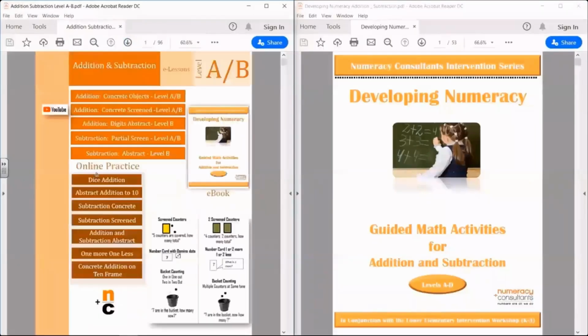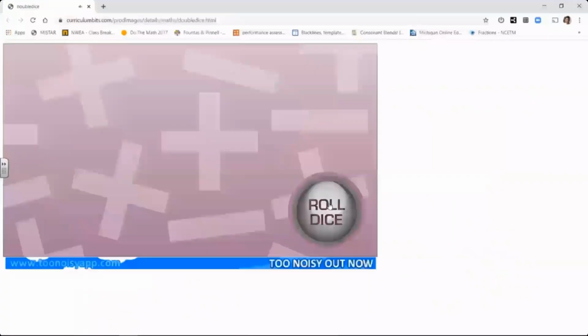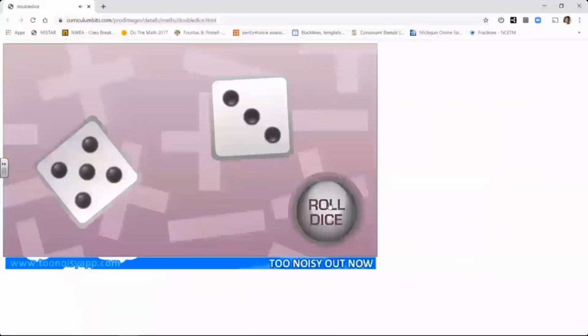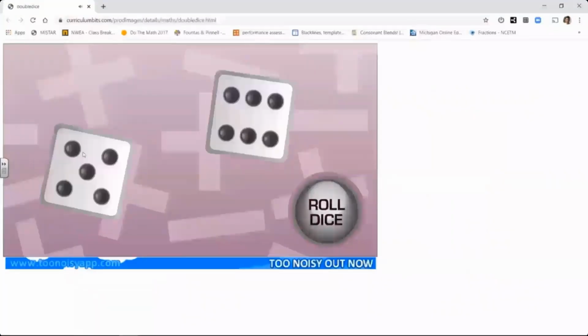And then I haven't really shown you this, but these online practices can be used as two things. It can be used as something you do as a whole group or something you assign to your students. So if we do addition dice, this is just adding the dice, 6, 7, 8, 9, 10, teaching them to do that.